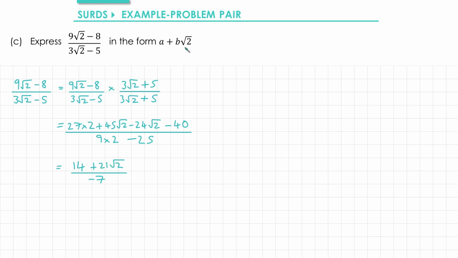We need to get it in the form a plus b root 2. Really convenient that there's a factor of 7 which goes into all of this. So we're actually going to divide by negative 7. So here, 14 divided by minus 7 is minus 2. And 21 root 2 divided by minus 7 gives us minus 3 root 2. So in this case, we don't have to specifically write this down, but the a is the value on its own. A is minus 2. And the b is the number outside the square root, is minus 3.